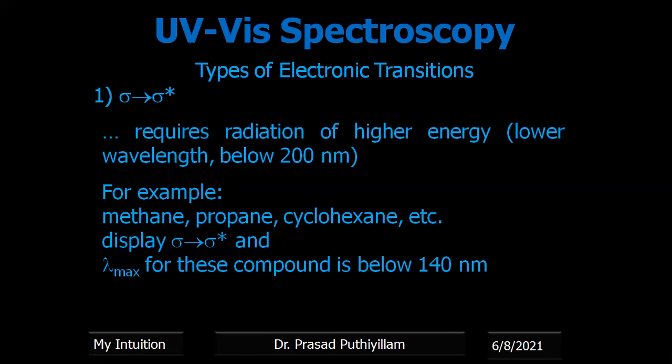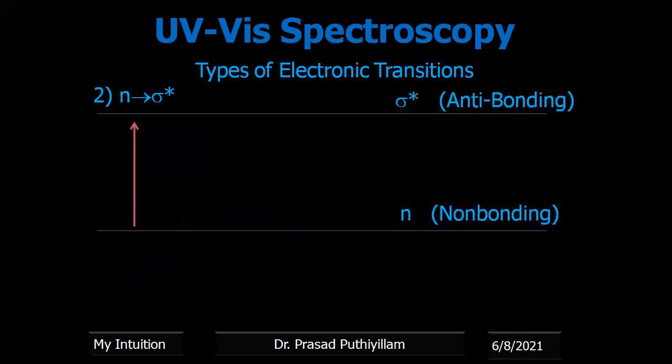Therefore, in actual practice of UV-visible spectroscopy instrumentation, we can use cyclohexane as the solvent for other molecules, because we need a solution to study UV-visible spectroscopy. Cyclohexane can be used as a solvent because it will not absorb UV-visible radiation with a wavelength of 200 to 800 nanometers. So sigma to sigma star, as such, we cannot study in our UV-visible spectrophotometer.